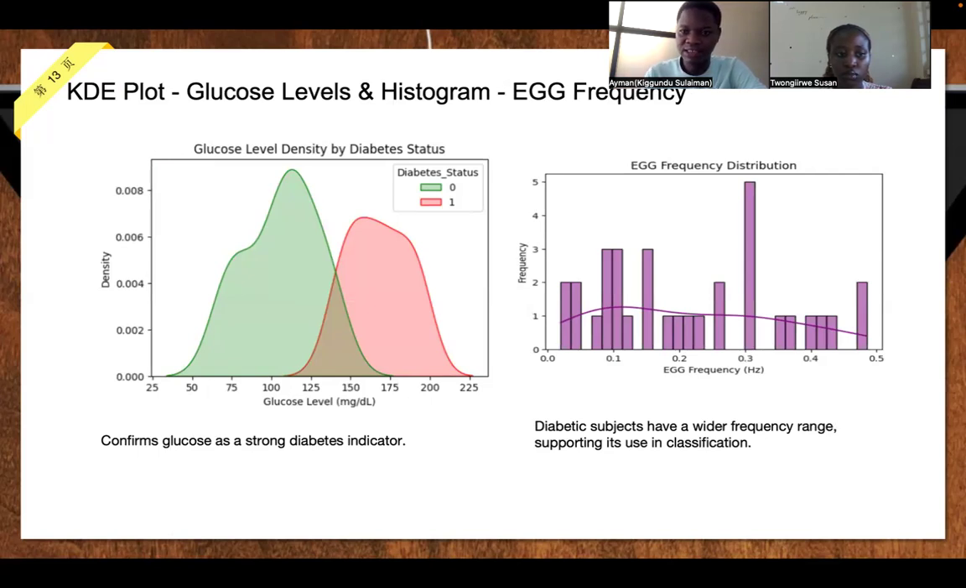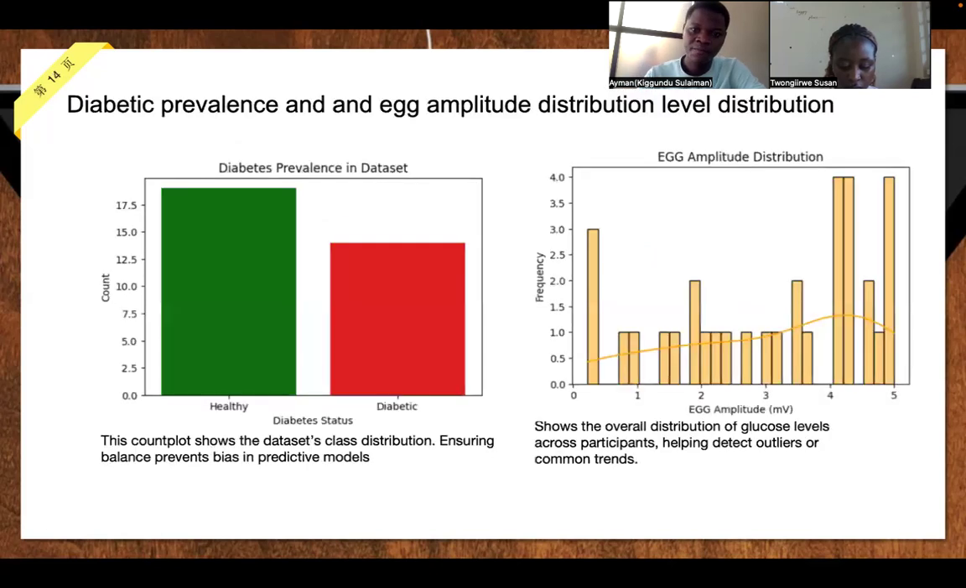Then the other one is EGG frequency distribution. This is the frequency against EGG frequency. Diabetic subjects have wider frequency ranges, supporting its use in classification. Then you have diabetes prevalence in the data set.